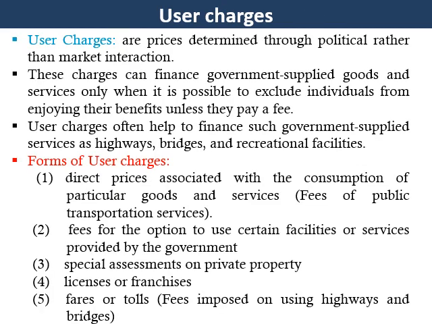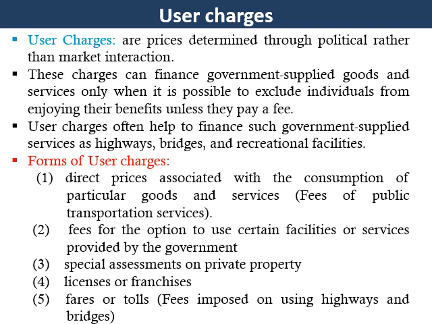The third form of government finance of its spending is the user charges. What are user charges? They are the prices determined through political rather than market interaction. This means that these prices are determined by non-market rationing, as you have studied in chapter 1. Well, these charges can finance government supplied goods and services only when it's possible to exclude individuals from enjoying their benefits unless they pay the fee.